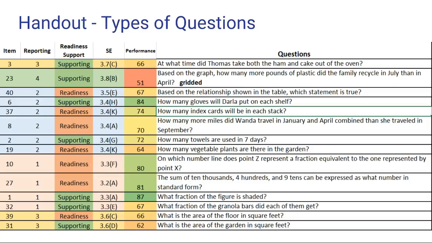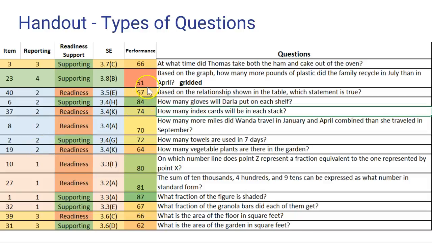But these items have now been sorted by the question stems. So let's look at these question stems. Notice that the questions that start with how seem to be mostly in our blue category. So our blue reporting category is reporting category 2. So our how questions seem to come from reporting category 2. Also notice that we have quite a few readiness standards coming from that reporting category.